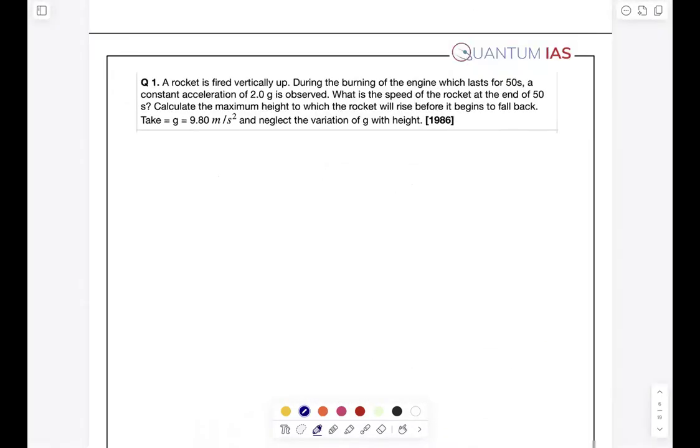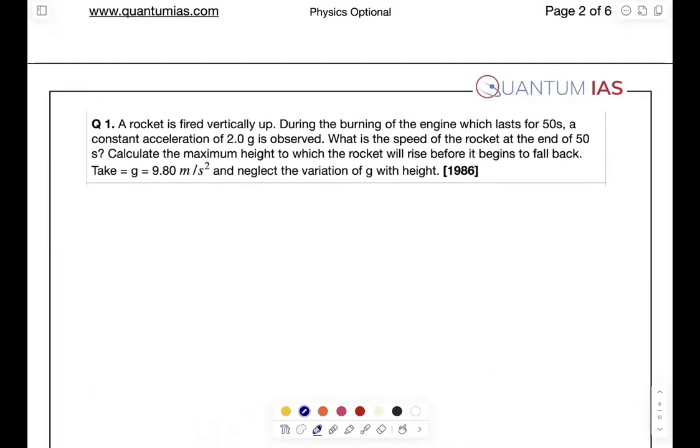First question. So the first question is about this. A rocket is fired vertically up during the burning of the engine, which lasts for 50 seconds. A constant acceleration of 2g is observed. And what is the speed of the rocket at the end of 50 seconds? And also we have to calculate the maximum height to which the rocket will rise before it begins to fall back. Now you need to understand one thing.